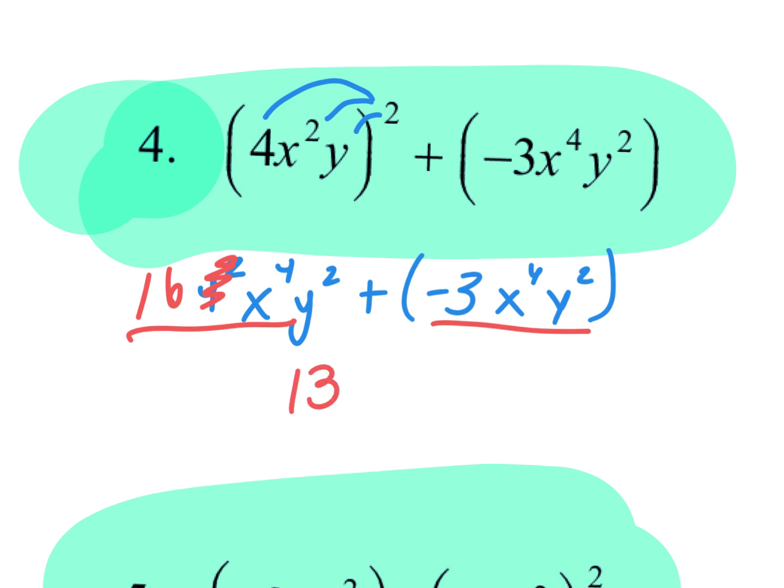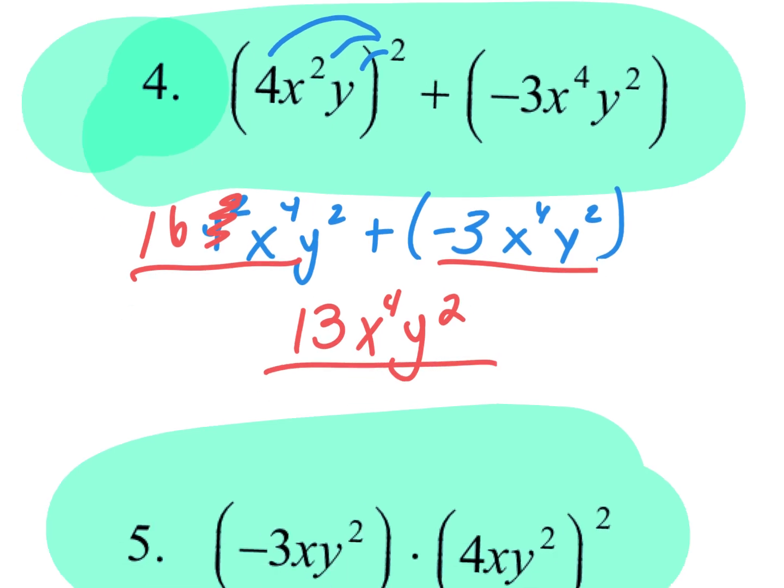And what happens to my x's and my y's? I write x to the 4th y squared. You do not add exponents at that point. We only add exponents when we're multiplying the same base. When you're just adding and subtracting, the last name stays the same. That's a very common mistake that you guys might make. If you make that x to the 8th, y to the 4th, that's a lot of points off because you don't understand that when you're combining like terms, you do not add the exponents. Little things like that we really got to pay attention to.